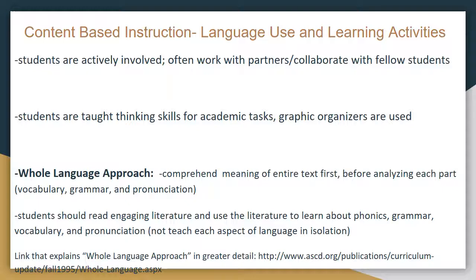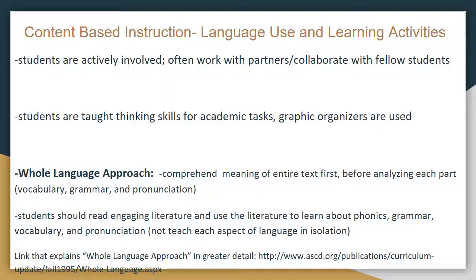Furthermore, content-based instruction follows a whole language approach. So a whole language approach is the idea that language is not broken down into individual parts at first. Instead, students are provided meaningful texts and they're asked to comprehend the entire text first. Later, after they understand the general meaning of that text, they might analyze each specific part of that text.